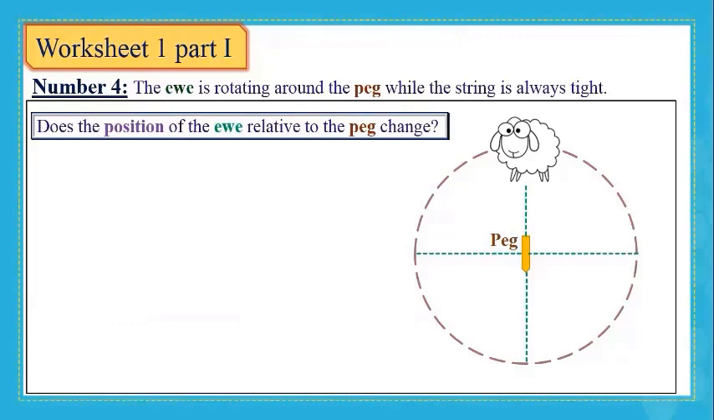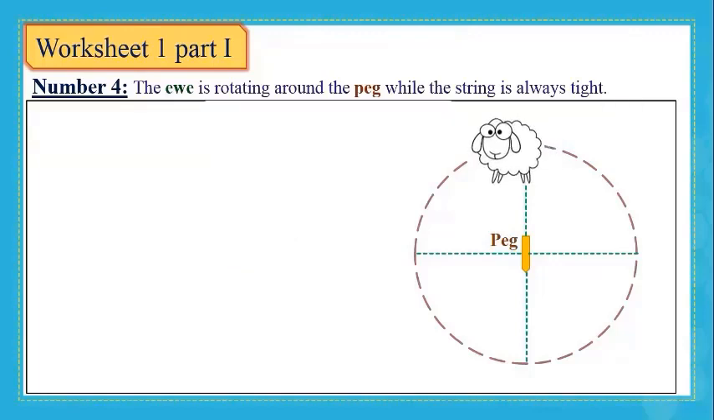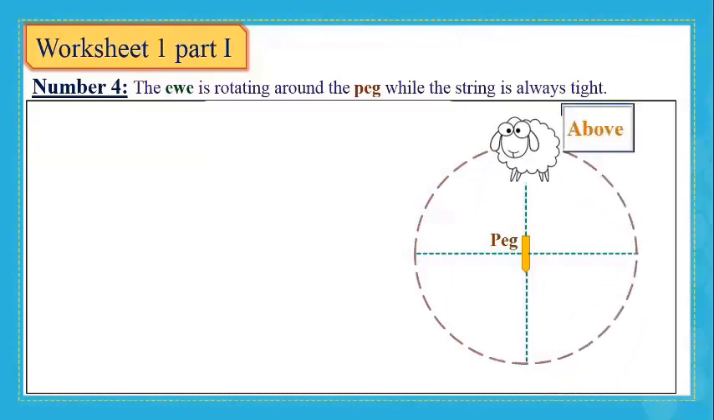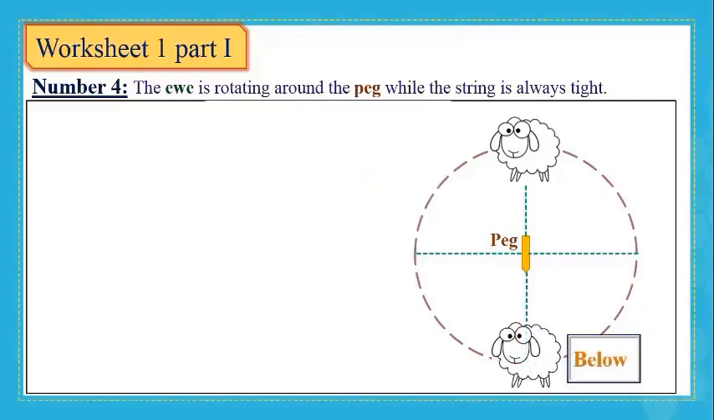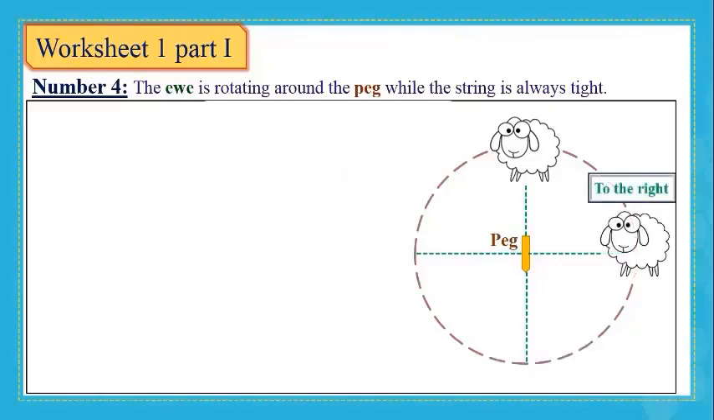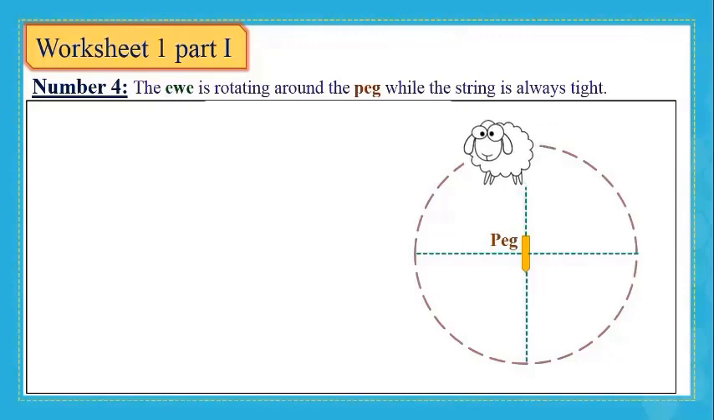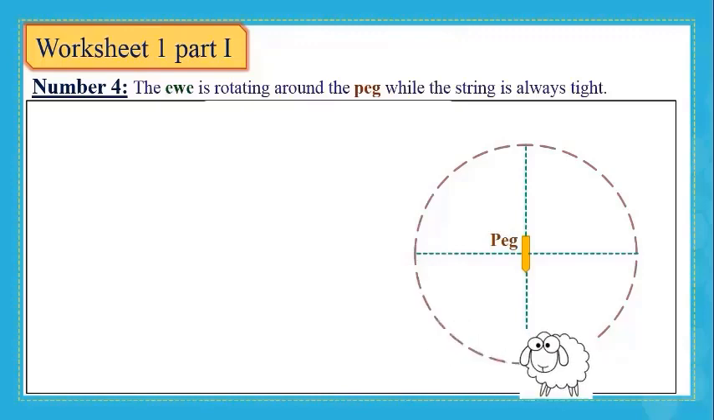Does the position of the U relative to the peg change? Yes. First, the U was above the peg. While rotating, its position is changing. The U was above. Now, to the left of the peg, below the peg, to the right of the peg. So, while rotating, the position of the U is changing relative to the peg.